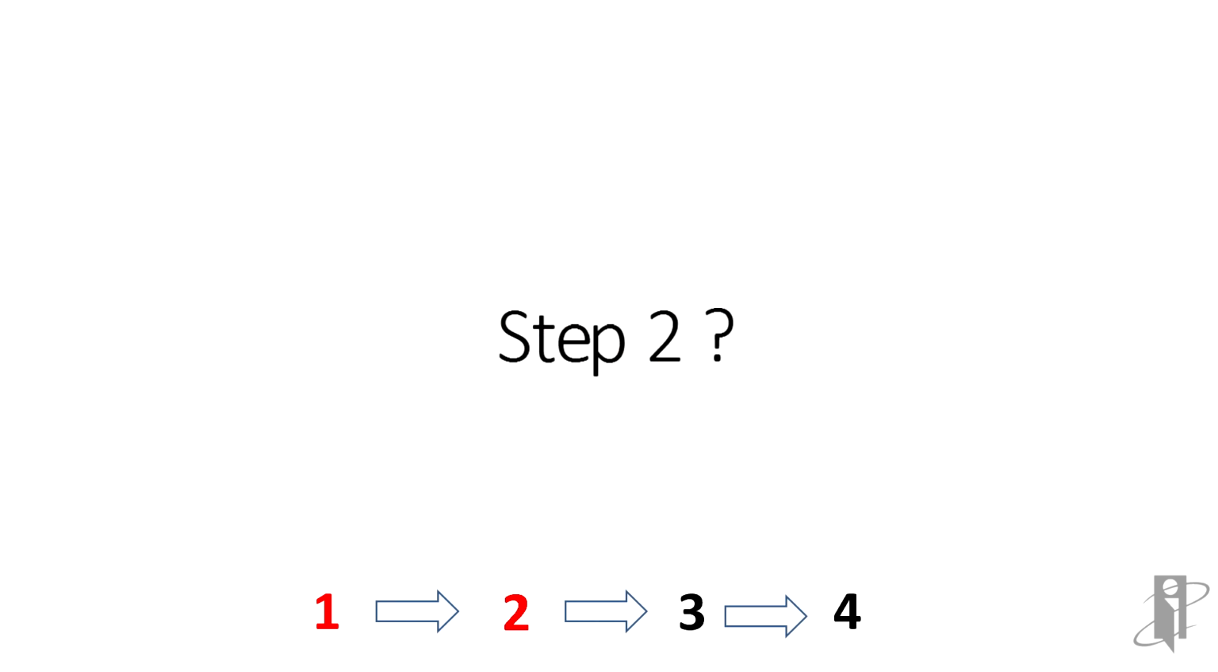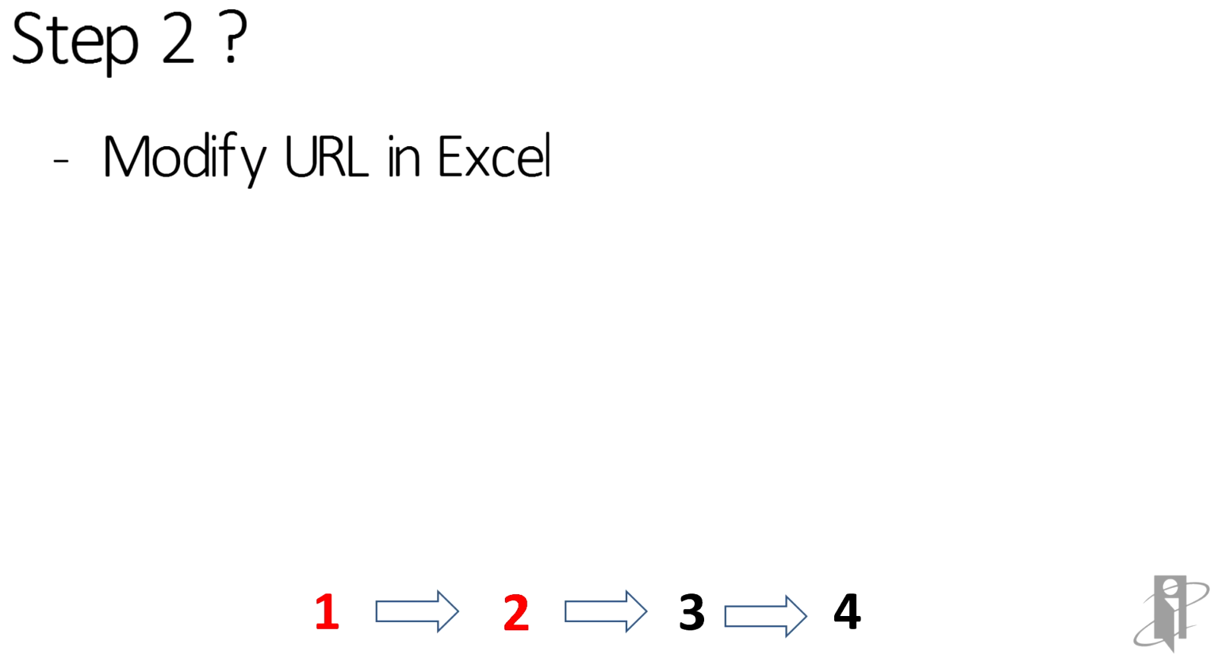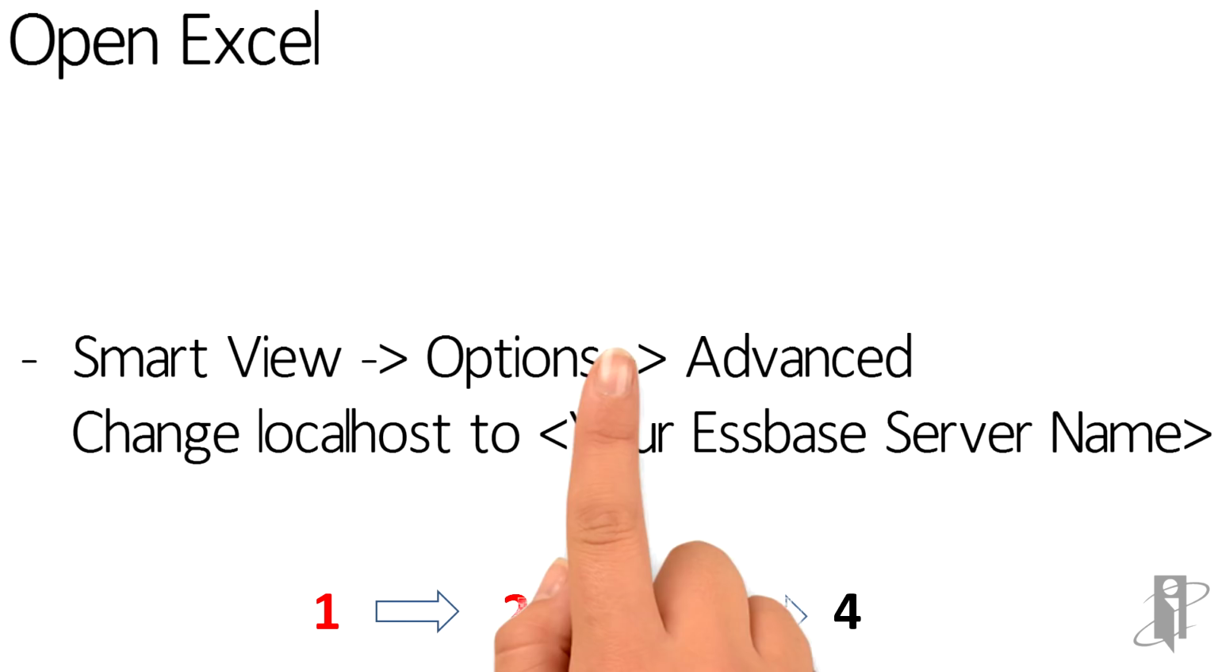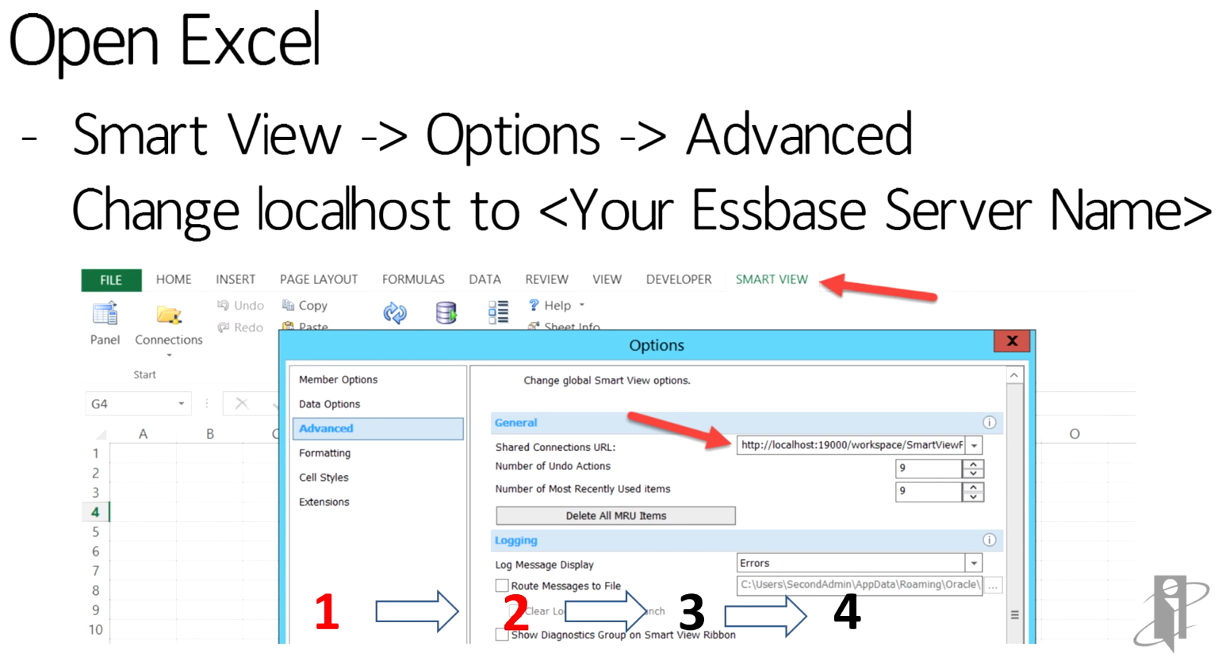In order to pull the data from the data sources, the URL must be modified in Excel. So, step 2, modify the URL in Excel. Open Excel. Notice there is now a SmartView ribbon. Select that ribbon and select Options. From the Option window, navigate to the Advanced button. Replace the word Localhost with the server given to you by the SBase administrator.